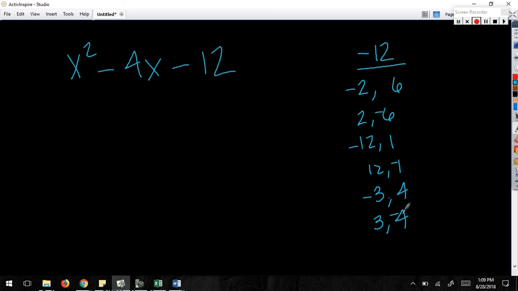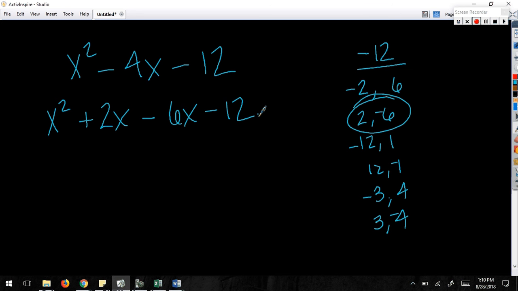I told you this is the hardest part, finding those two factors that work. So I'm going to rewrite negative 4x as plus 2x and minus 6x. It's got to multiply to a negative, so I need one positive, one negative. Two negatives make a positive, two positives make a positive, right? So I listed all the factors, but I doubled them up because I know I need one negative, one positive. These two add together to positive 4. I need a negative 4.